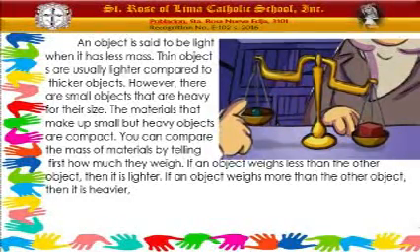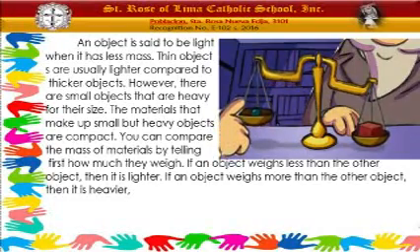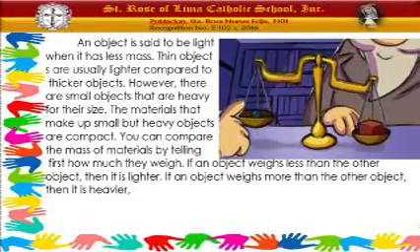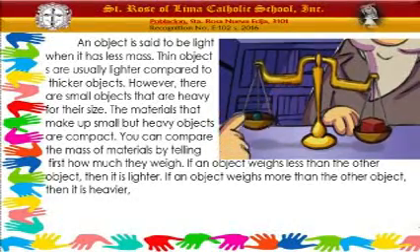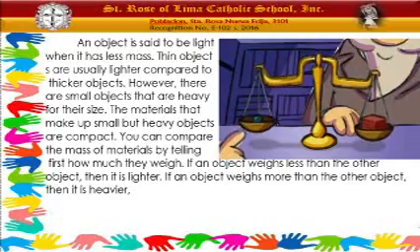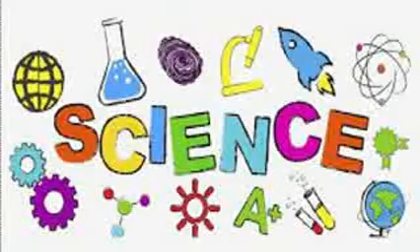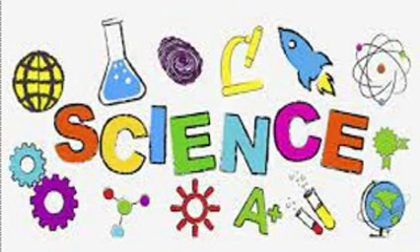You can compare the mass of materials by telling first how much they weigh. If an object weighs less than the other object, then it is lighter. If an object weighs more than the other object, then it is heavier. So that is the mass.